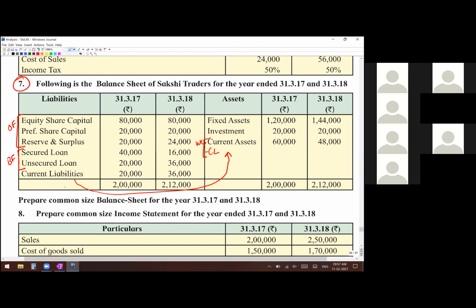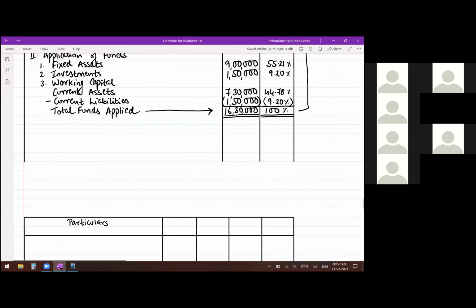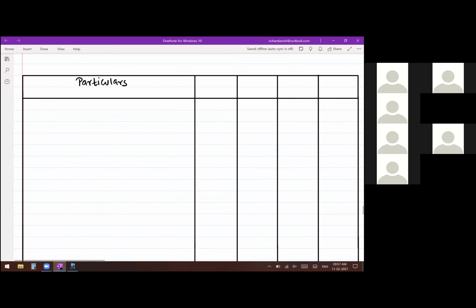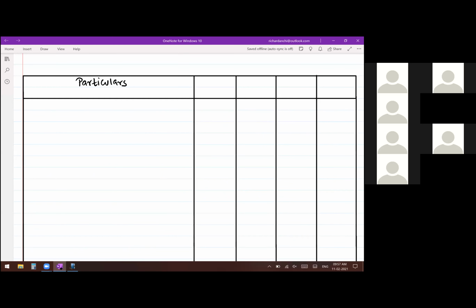Now how do you prepare when you have to prepare for 2 years? Remember, 2 years means you'll require 4 columns. One amount, one percentage for 2017, and same percentage and amount for 2018. So same size what you required right now, except that you have to draw 4 columns at the end. Particulars and 4 columns.